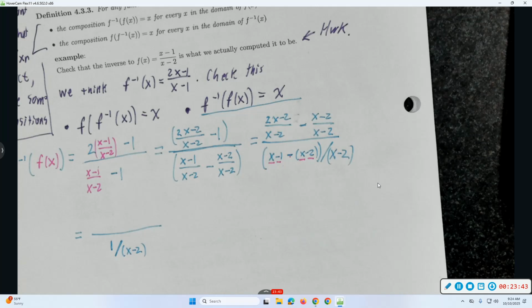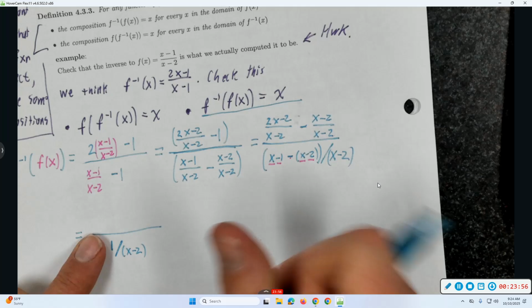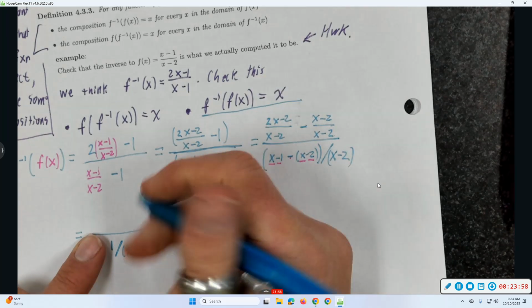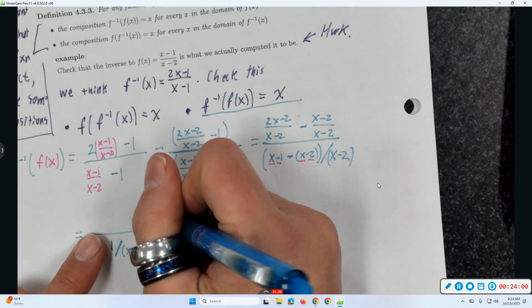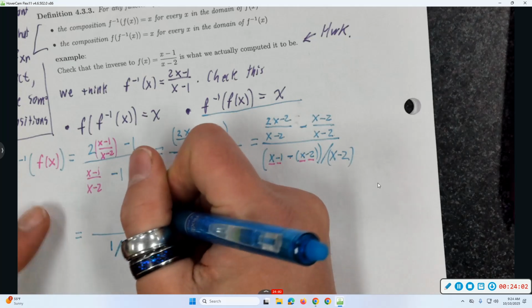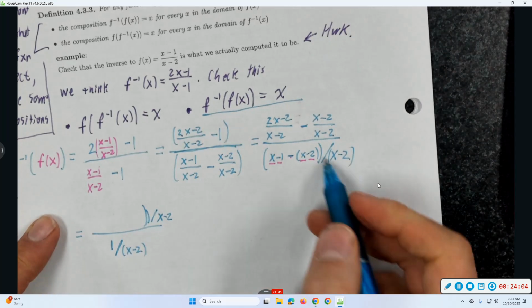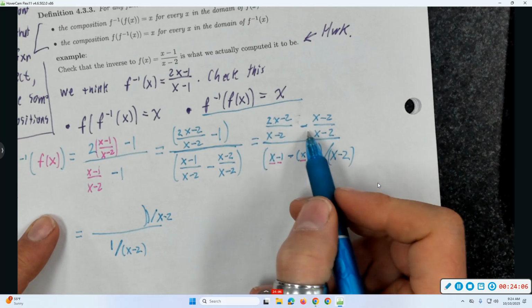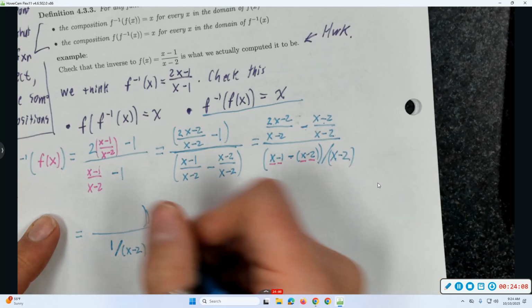Well, the numerator is just like a step behind the denominator, right? So let's do the same things we just did in the denominator. Arguably, we should have synced up these steps, but. So, everything is divided by x minus 2. And what do I see? I see 2x minus 2 minus x minus 2.